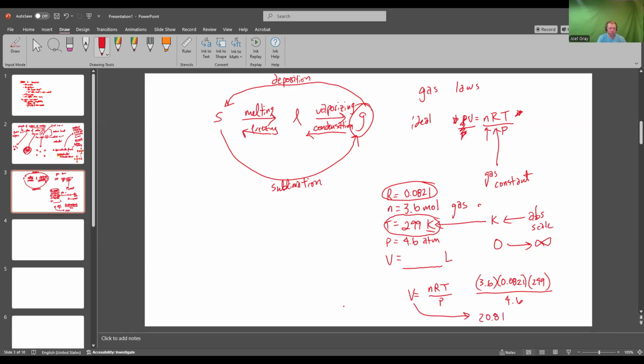Now, in the event that you use Celsius instead, in the event that the question said the temperature is 22 degrees Celsius and you plug that in, your number is going to be pretty drastically different. So if it was 26, I'd plug in that. I'd say 3.6 times 0.0821 times 26 divided by 4.6, and I get 1.67.